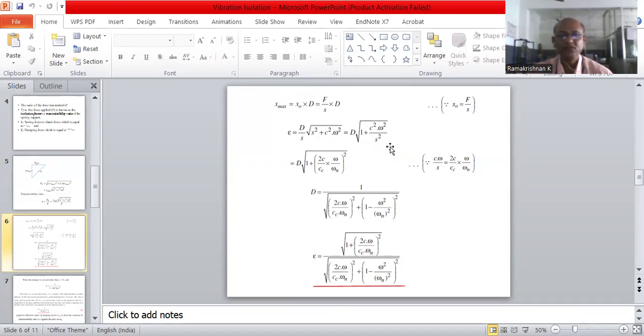Here, C omega by S can be replaced by 2 C omega divided by Cc and omega n. Here, C by Cc is called the damping factor or damping ratio. Substituting C omega by S equal to these terms, the equation becomes like this. Then substitute the value of D in the epsilon expression. Here the equation becomes like this. So this is the formula for vibration transmissibility.